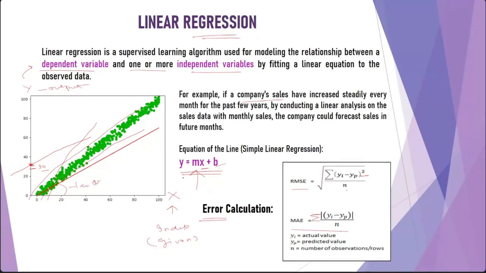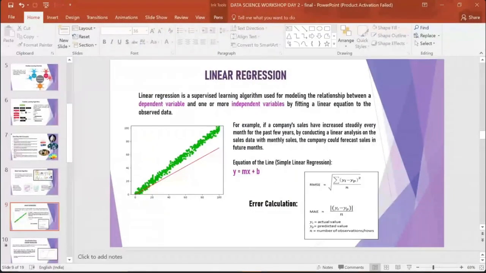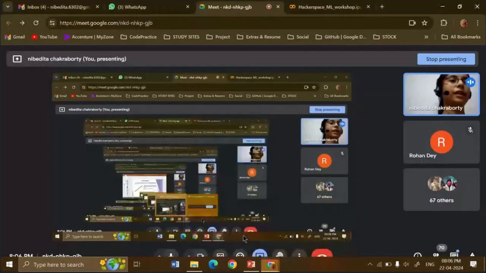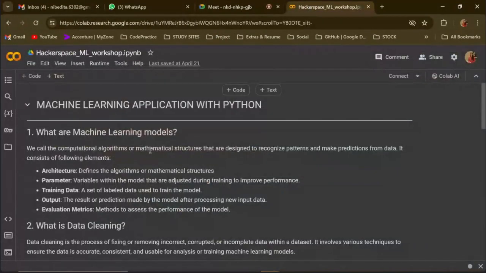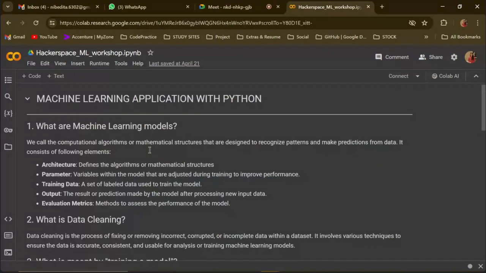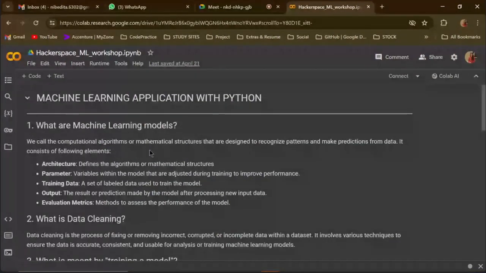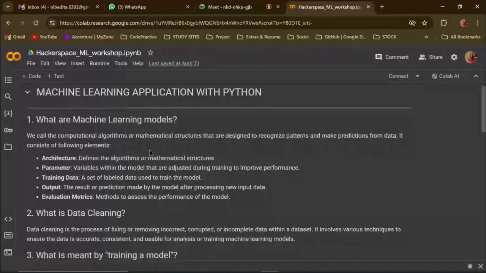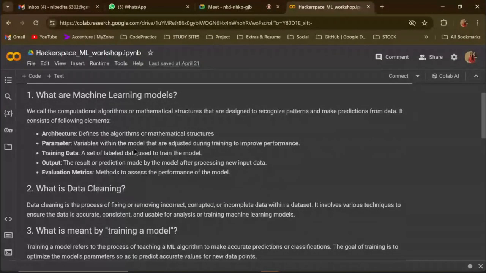So, any doubt regarding linear regression? Okay, fine. Now let's try our hand at coding. Before we go into coding, we need to know some basic things. Is this visible? Tell me, is the Colab visible?